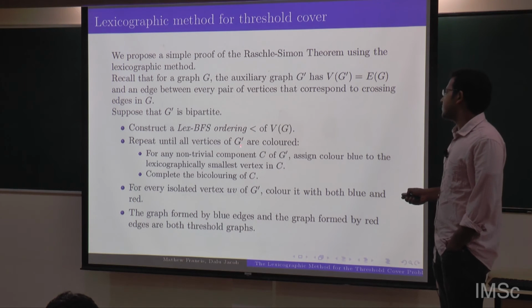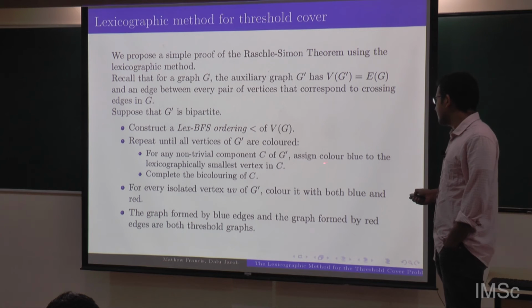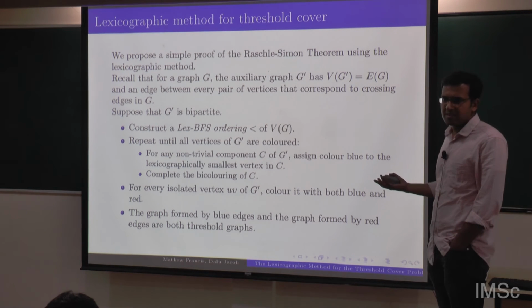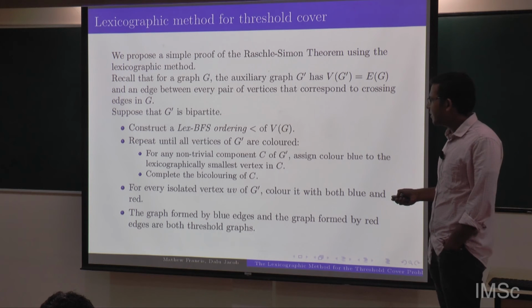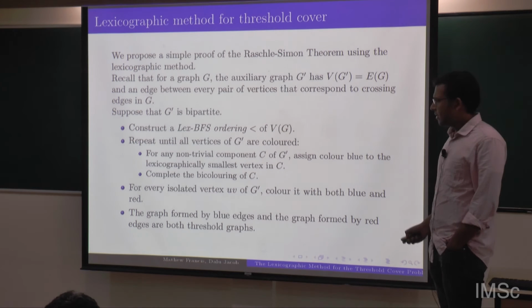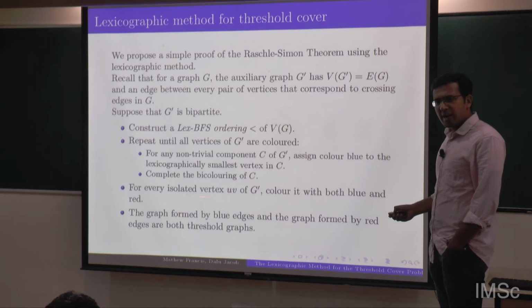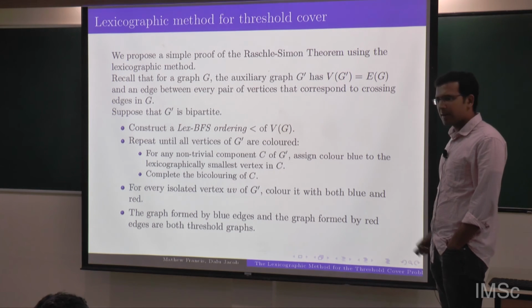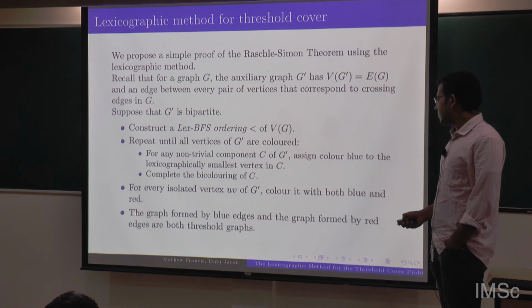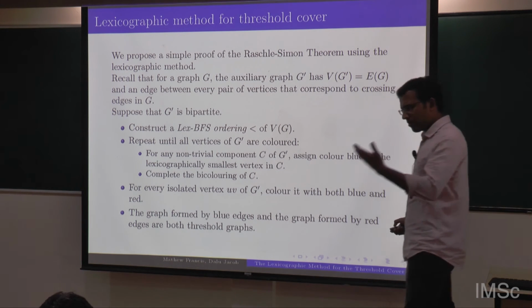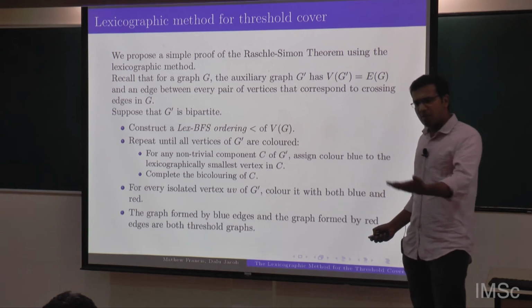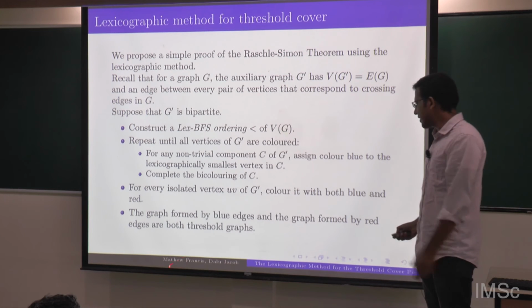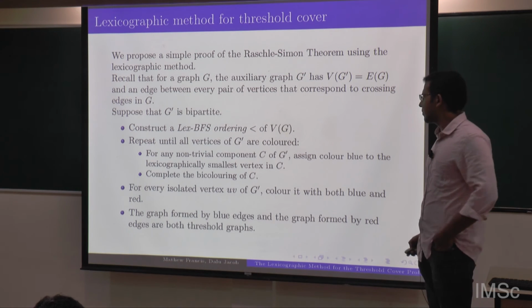Then we do almost the same thing, right? We just assign the color blue to the lexicographically smallest edge, and then propagate the color in that component. Then repeat until all vertices are colored, and the remaining vertices will all be isolated vertices, trivial components. You give them both the colors blue and red. Now, what we claim is that if you look at only those edges which got the color blue, they will form a threshold graph. If you look at only those edges which got the color red, they will also form a threshold graph, right? This is what we want to prove.